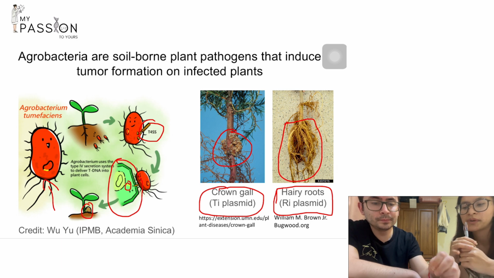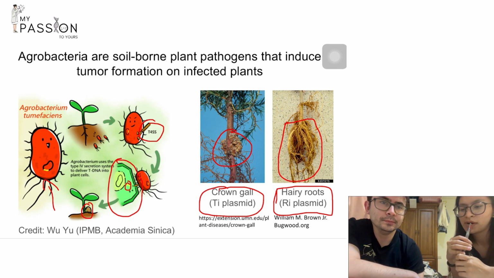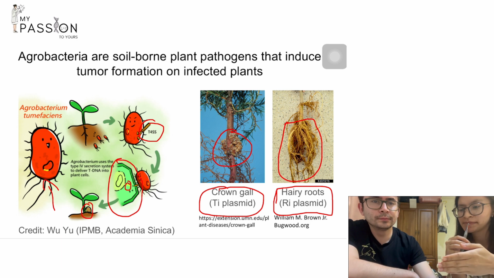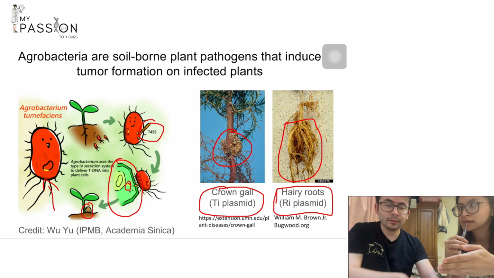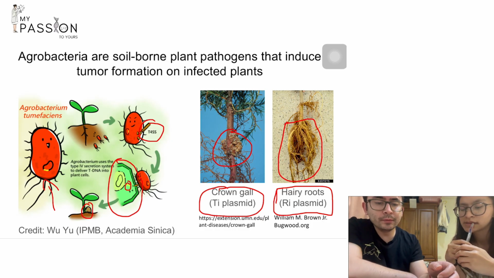Can I ask one question? Mm-hmm. So what type of, can I say the disease type here, or how should I refer to crown gall and hairy root? Yeah, so this is pretty much the name of the disease. So when you say crown gall, you always refer to this kind of tumor. And when you say hairy roots, you always refer to this type of root. I see. So actually that's the name of the disease.